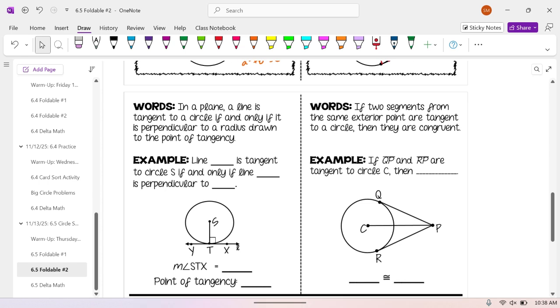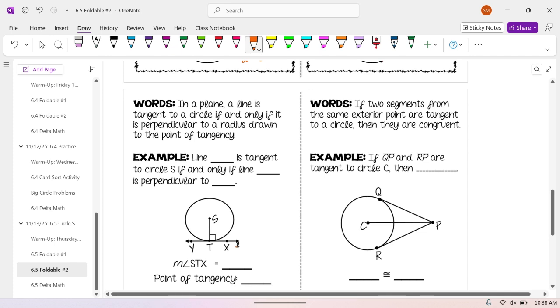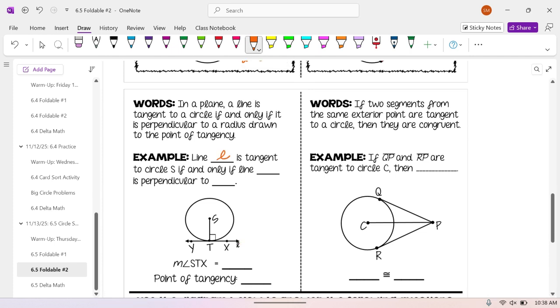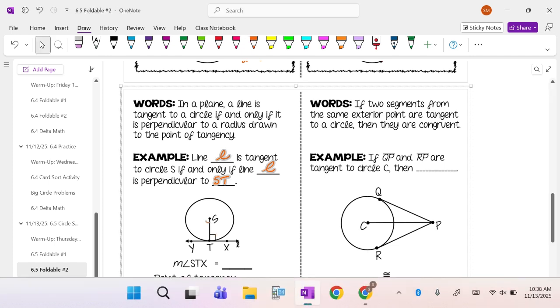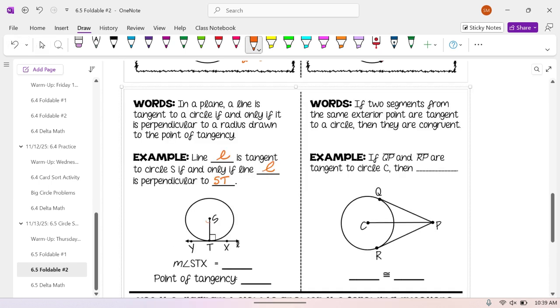So, in a plane, a line is tangent to a circle if and only if it is perpendicular to a radius drawn to the point of tangency. So what they want us to say here is that line L is tangent to the circle S if and only if the line L is perpendicular to ST, which it is, because it marked that. It's saying that this angle right here is a right angle, so it's 90 degrees.